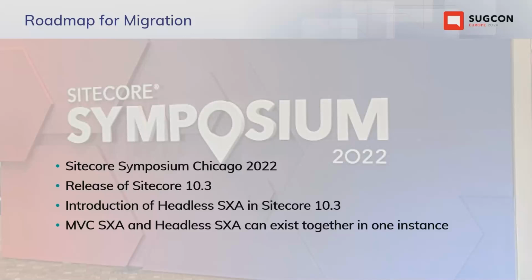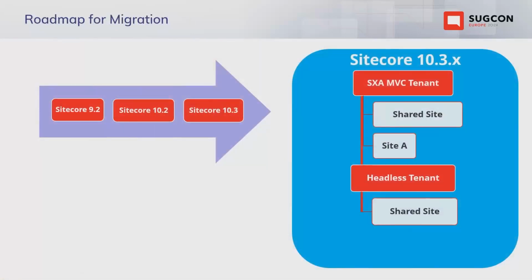So for the headless site, it's like the non-headless one. How do we migrate this? First of all, we were on 9.2, then we migrated to 10.3. We have the structure like this: we have an SXA MVC site, and in there we have a shared site, where we have shared components for all the 9 sites. Similar to that, we wanted to create a structure for the headless tenant, with a shared site that shares all our SXA components. We have more than 30 SXA components that can be shared with the other headless SXA tenants.